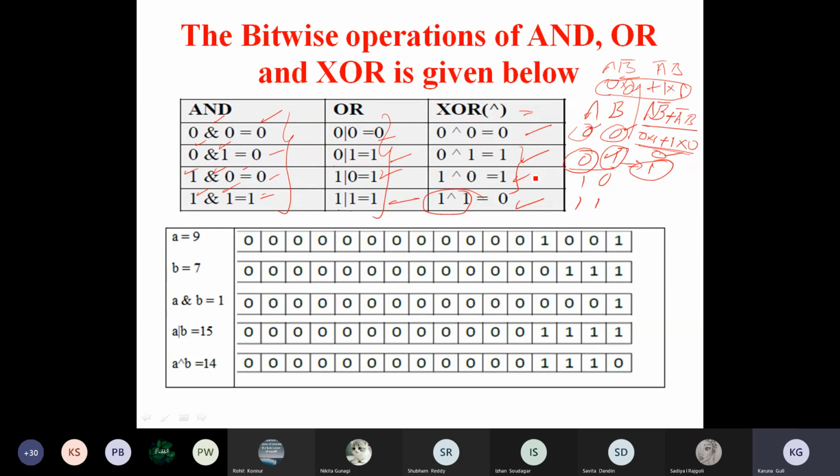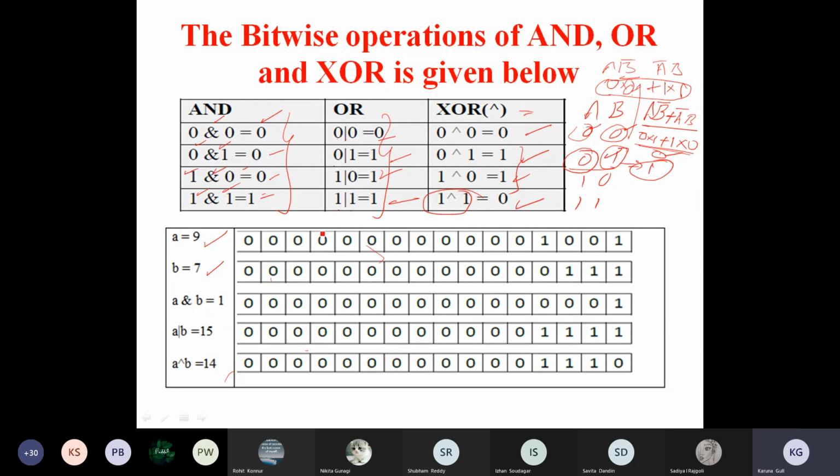Okay, so on that basis, I am going ahead with these things. Any doubt regarding a truth table? No, ma'am. Okay, let's take the numbers now. I've taken the first number as A. A is equal to 9. B is equal to 7.